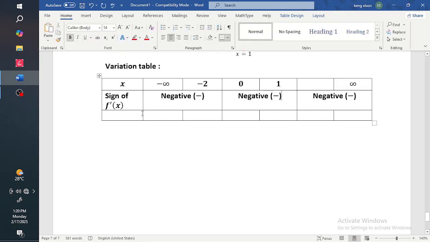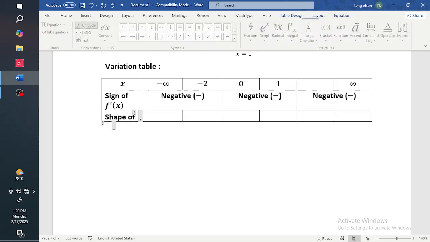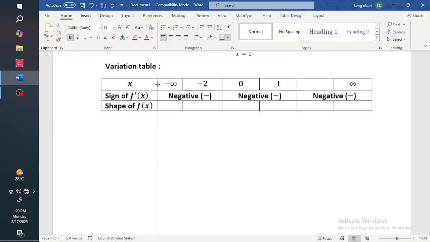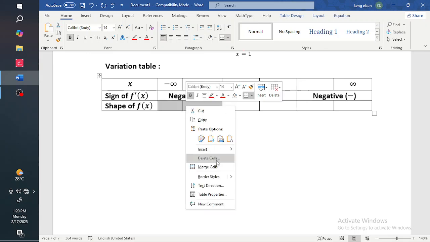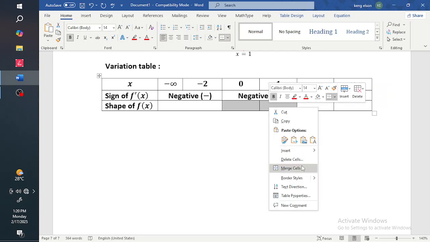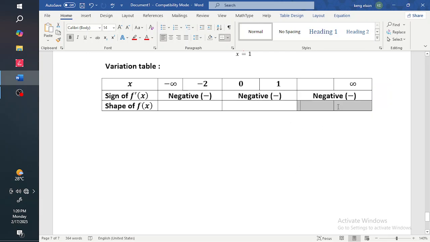Okay, now the next thing to do is the shape of f. How will f look like? In this case we said that if f prime is negative, f is decreasing, so f is going to be decreasing. In fact, f decreases in all intervals.